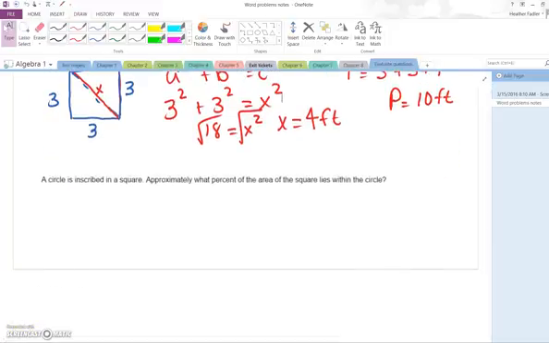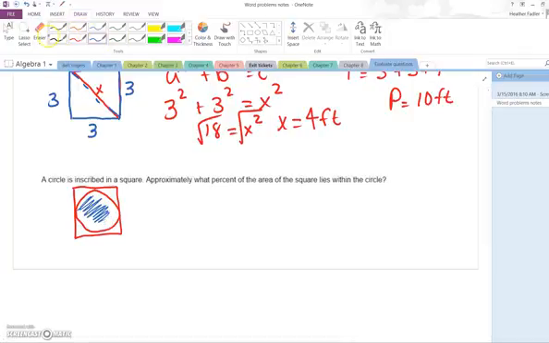Alrighty, last one. A circle is inscribed in a square. So a square, and a circle. It's touching all the corners or all the sides. Approximately what percent of the area of the square lies within the circle? So you're trying to figure out this area versus the area on the outside of the circle.